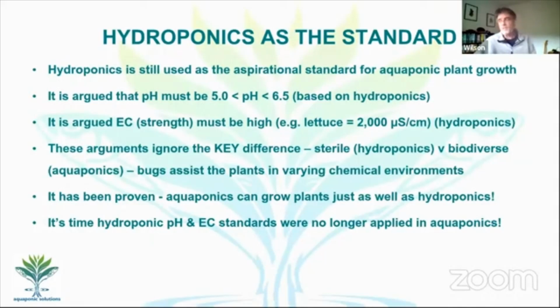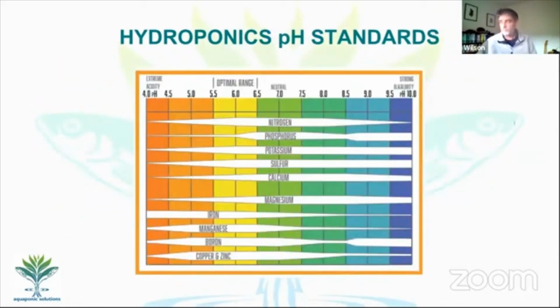So you can make an argument, oh, well, it's not as good as hydroponics and we need to aspire to that. But the actual facts say, fairly categorically, it grows things just as well. So why are you bothering with these arguments about pH and EC? I don't get it myself, but anyway.